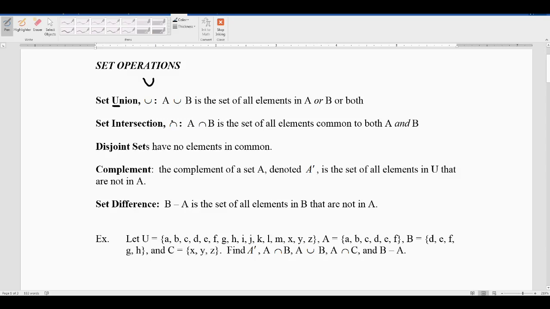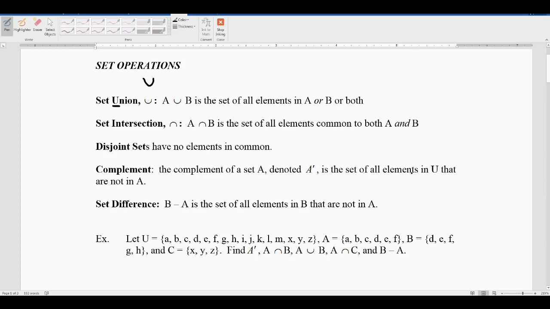Now the intersection, which is an upside down U, A intersect B, has to be common to both A and B. So it has to be in both of them to be in the intersection. Can't just be in one, has to be in both. And then disjoint, you'll hear me use the word disjoint some. That just means they have no elements in common. Nothing's in common.